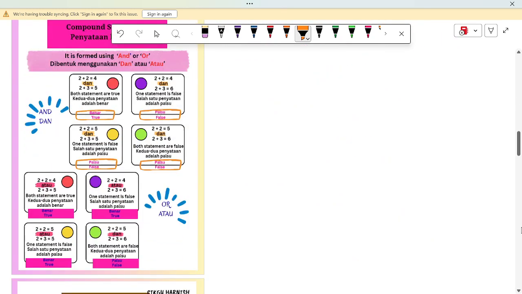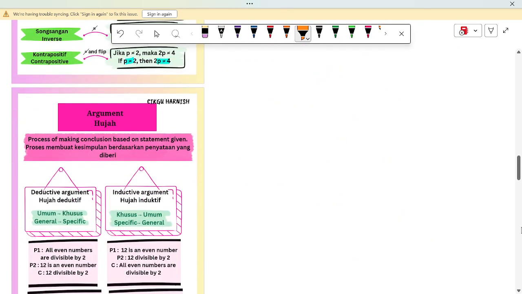Let's see 3.2. In 3.2, we have arguments. First, you need to know our arguments are divided into two: deductive argument and also inductive argument. Deductive is going from general to specific. Inductive is going from specific to general.